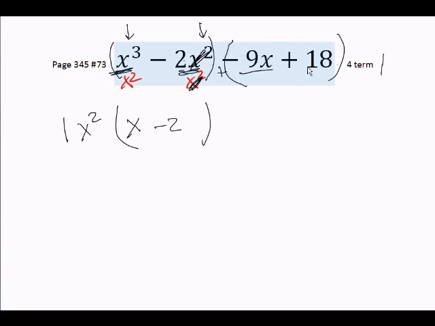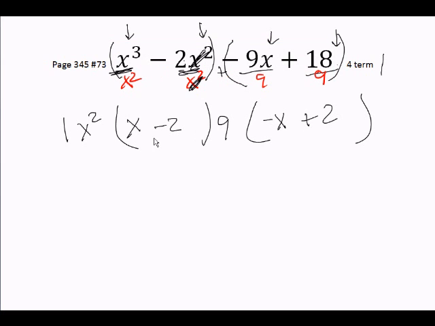Next, what is the largest number that divides into each of these? And the answer is 9 divides into each of those. What is the lowest power x? X to the 1 power, and no x. So I don't put any x outside the parentheses. Then I divide each of these by the number outside the parentheses, 9. Now watch what happens here. -9 divided by 9 is a -1x. 18 divided by 9 is 2.